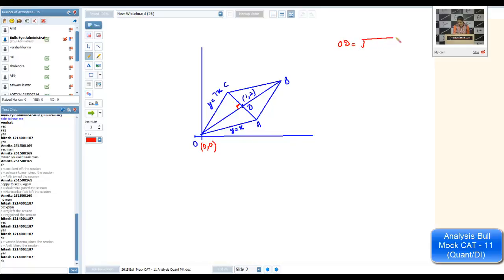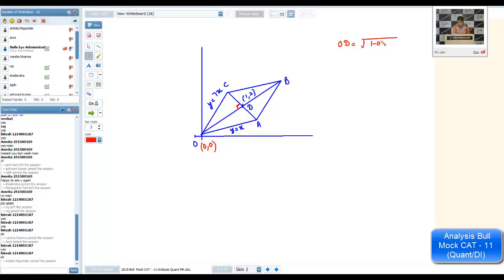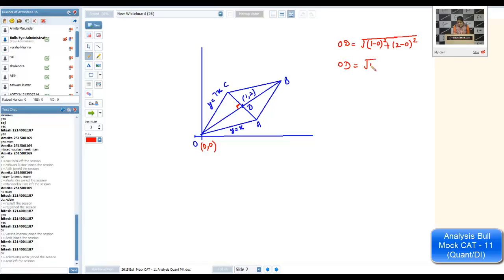Now I'm going to use distance formula. It is 1 minus 0 whole square plus 2 minus 0 whole square. So OD will be equal to root 5. So OB will be, obviously, 2 root 5, but no need of this. As we are using symmetry here, I'll find the area of triangle ODC, then we will multiply this by 4. Then we will get the area of this rhombus. But to get the area of triangle ODC, I need the length of DC. Now I know the coordinate of D, I need coordinate of C. So first of all, I'm writing slope of OB.